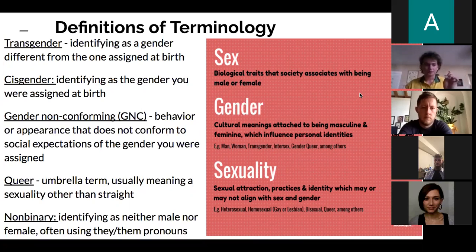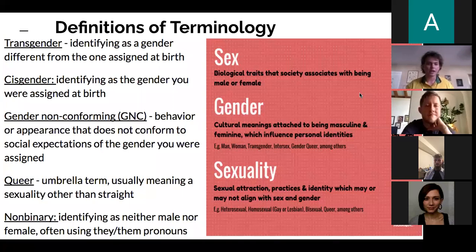Queer, transgender refers to just identifying as a gender different from the one assigned to you at birth. And then cisgender is essentially the opposite. It just means that you identify as the gender you were assigned at birth. Gender nonconforming means behavior or appearance that does not conform to social expectations of the gender you were assigned at birth. And queer is more of an umbrella term, and it typically just means other than straight.